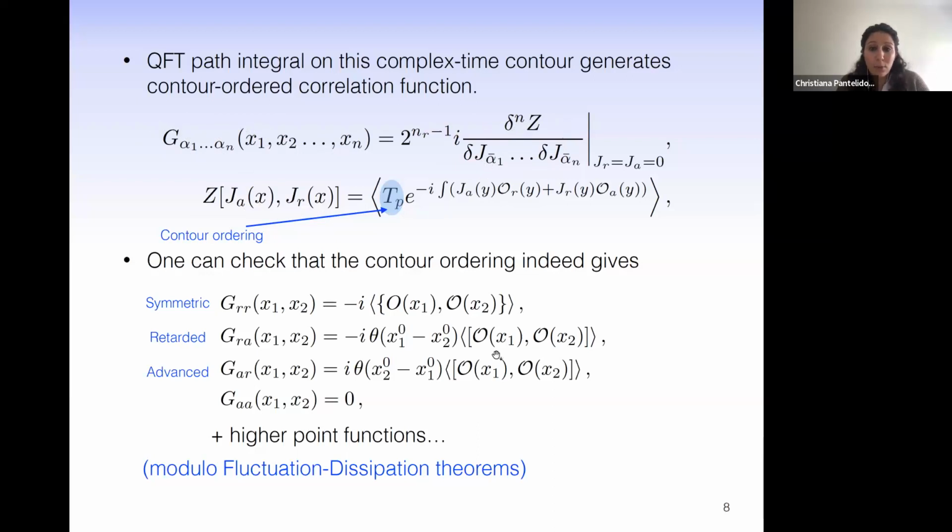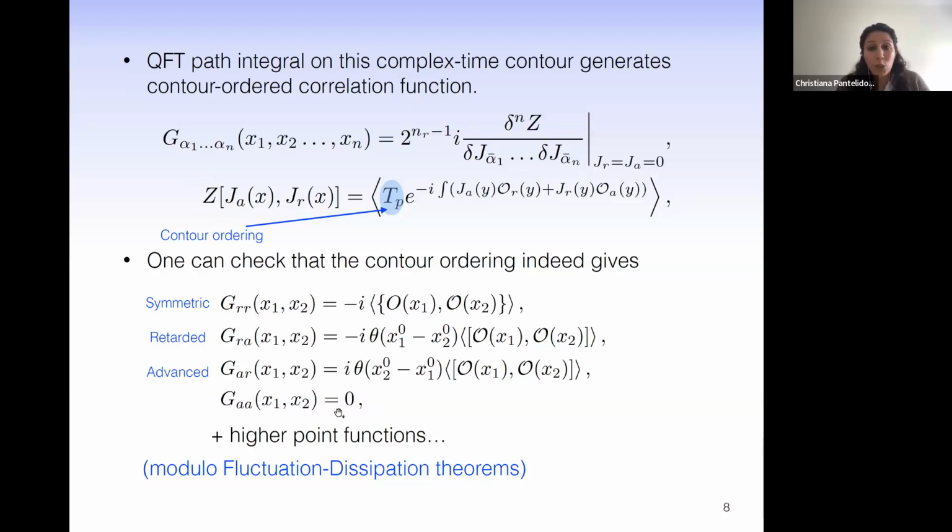In particular, if I vary n times, I get the n-point correlation function. And just as an example, let's look at two-point functions. If I vary this generating function with respect to JA twice, what I get is this symmetric two-point function GRR, which is not too difficult to show depends on the anticommutator of O1 and O2. If instead I vary this generating function with respect to JR twice, what I get is GAA, and it turns out that this is trivially 0.